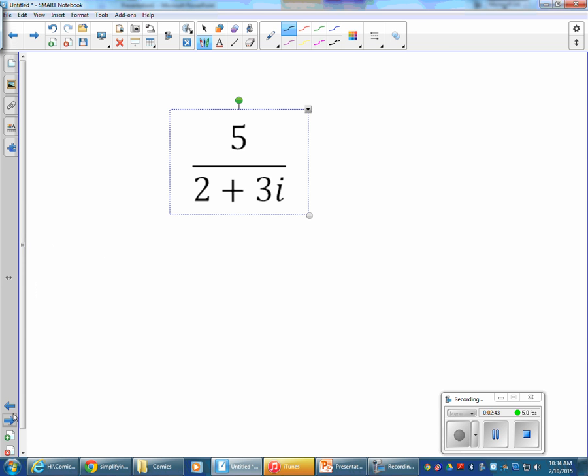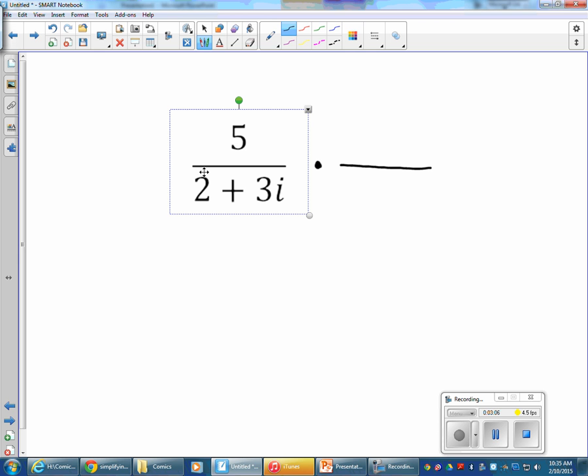Okay, now let's get to simplifying these expressions. When you have a fraction that involves an imaginary number, we have to get rid of the complex numbers that are in the denominator. That is not okay when you're simplifying. So we multiply by what's called the conjugate. That will cancel that imaginary number out of the denominator.